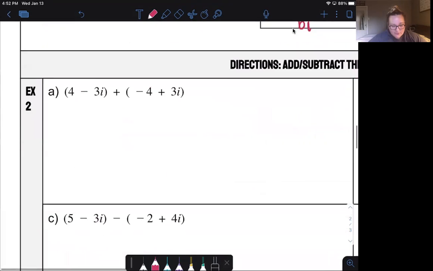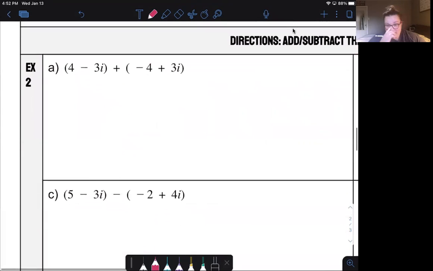All right, so we can take imaginary numbers and we can add them to other imaginary numbers. We can subtract. Did I just say imaginary numbers? We can take complex numbers and add them to other complex numbers. We can also take them and subtract them from each other. We can multiply them. We can divide them. So today we're going to practice adding and subtracting them, and then we're going to practice multiplying them.